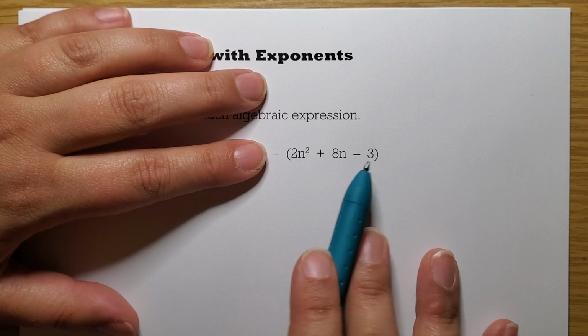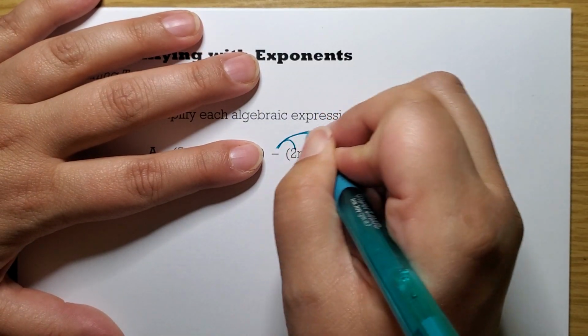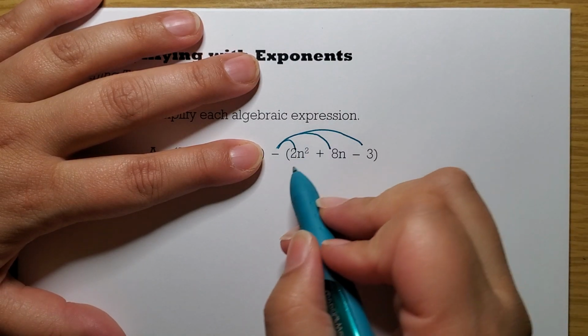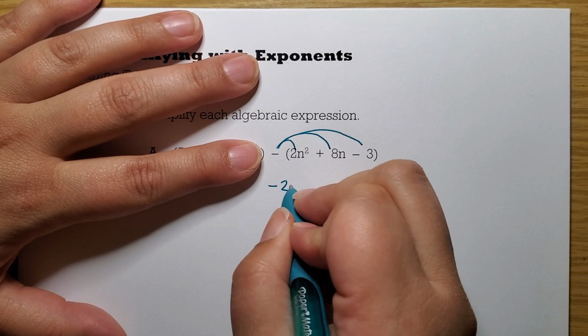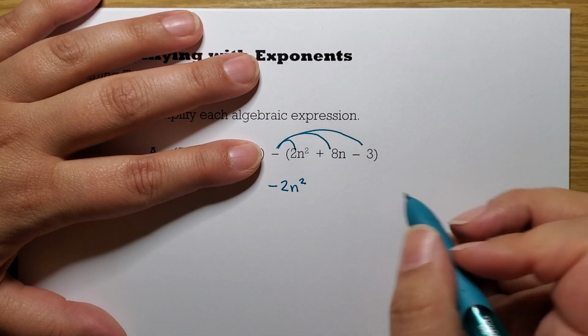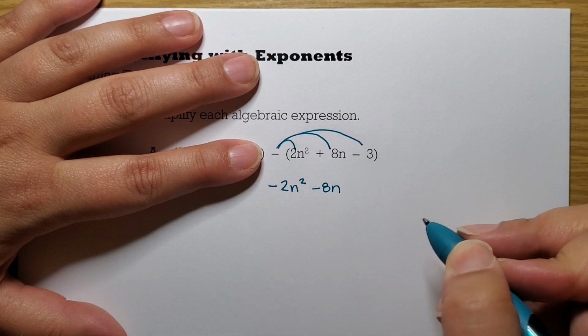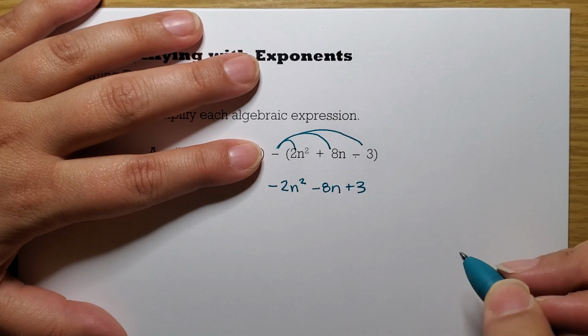I'm going to cover up this first part, and I'm going to distribute this minus sign on the outside to everything inside. So what it does is it makes this positive 2n squared into a negative 2n squared. This plus 8n becomes a minus 8n. And this minus 3 becomes a plus 3.